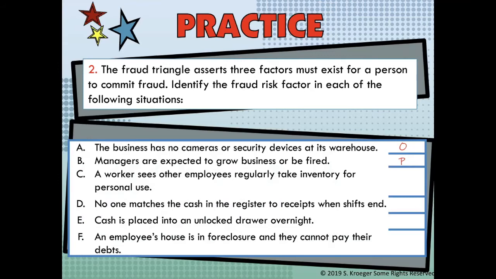C: A worker sees other employees regularly take inventory for personal use. This is a bit of a tough one. You're seeing other people do it, therefore, you rationalize that it's okay for you to do it as well. This would be R, rationalization.